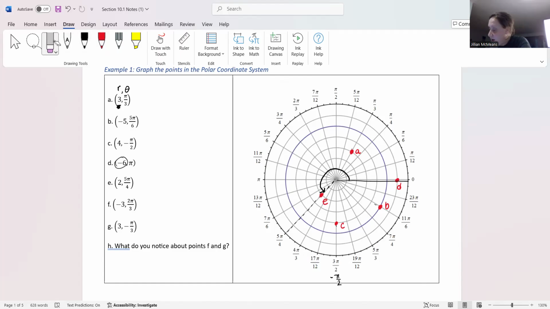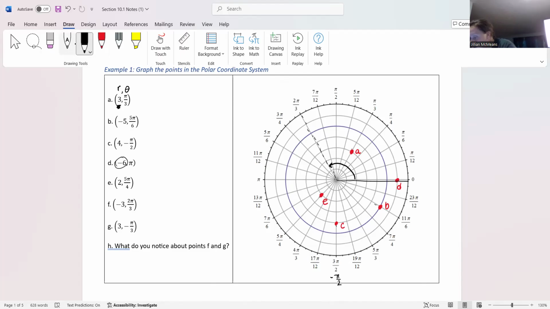All right, let's erase our side work again. And let's look at point F. So point F, we have -3 comma 2 pi over 3. So the angle that we need to sweep open is 2 pi over 3. So from the polar axis, we want to open to here. All right, this is our terminal side. But in this case, r is negative. So we want to measure out 3 units in the direction that is exactly opposite our terminal side.